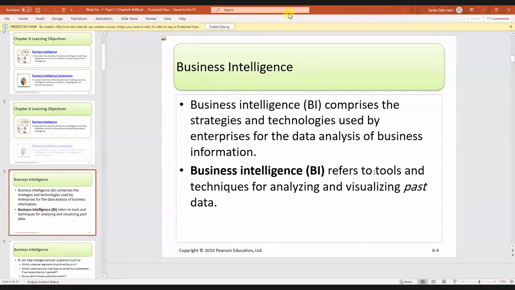So BI refers to tools and techniques for, the keyword here is analyzing and visualizing past data. So what are the keywords here? You can see, guys, the highlighted one. Yes, doctor. Analyzing and visualizing past data. So this is the BI, the business intelligence. So how to analyze and how to visualize data.